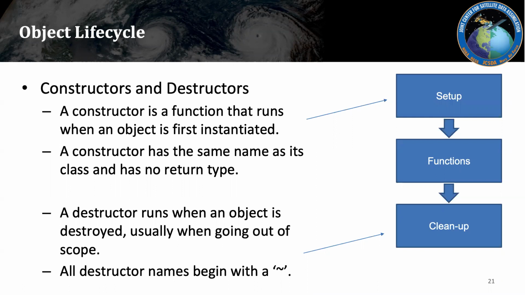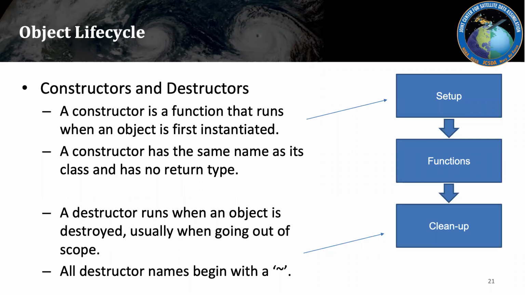A constructor is a function that runs right when an object is first instantiated, or right when you first allocate memory to the object. How do you fill it in with sensible defaults? The constructor has the same name as the class. So if you're creating a class called rectangle, the constructor's name is also rectangle.